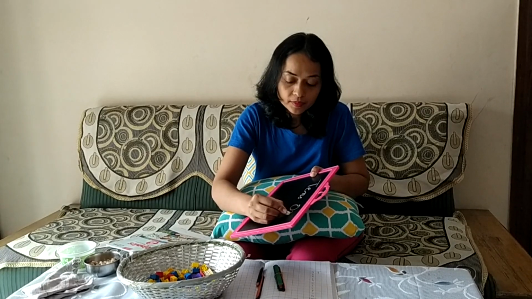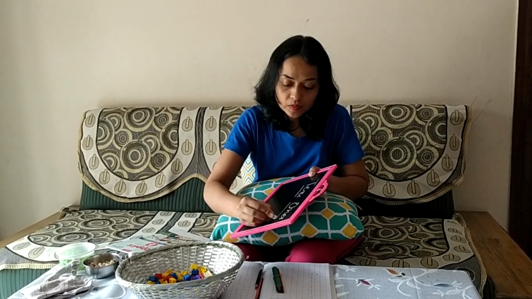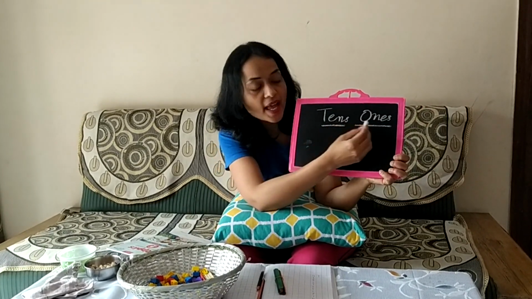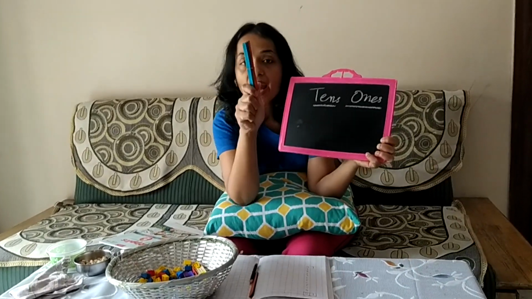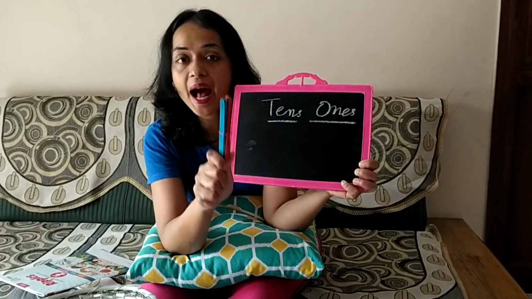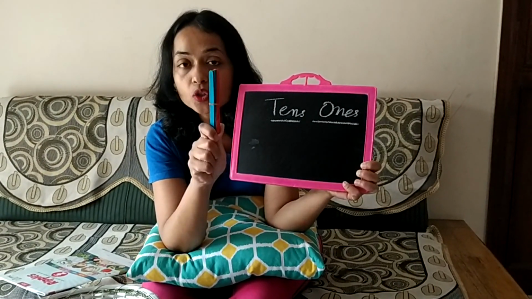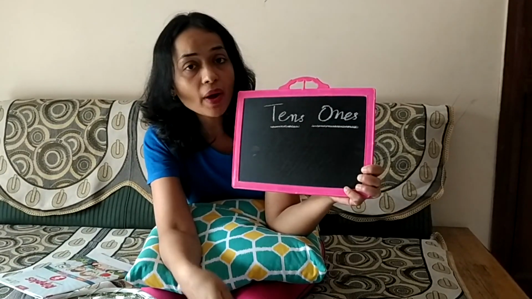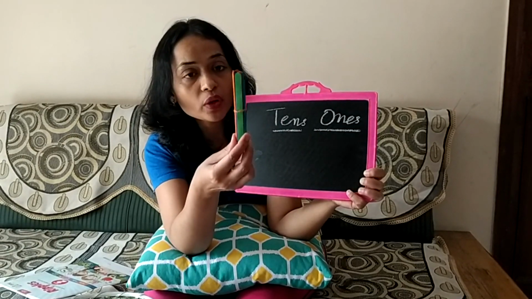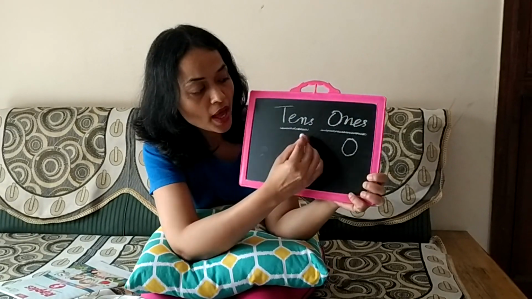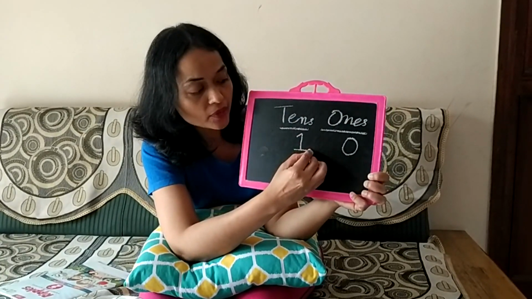We have two numbers, tens and ones, right? Now I have this one bundle, okay? And this one bundle has 10 objects, right? So I will say this is 1 ten, okay? So how I am going to write it? I have only this, okay? So in ones I have 0 and in tens I have 1, okay?